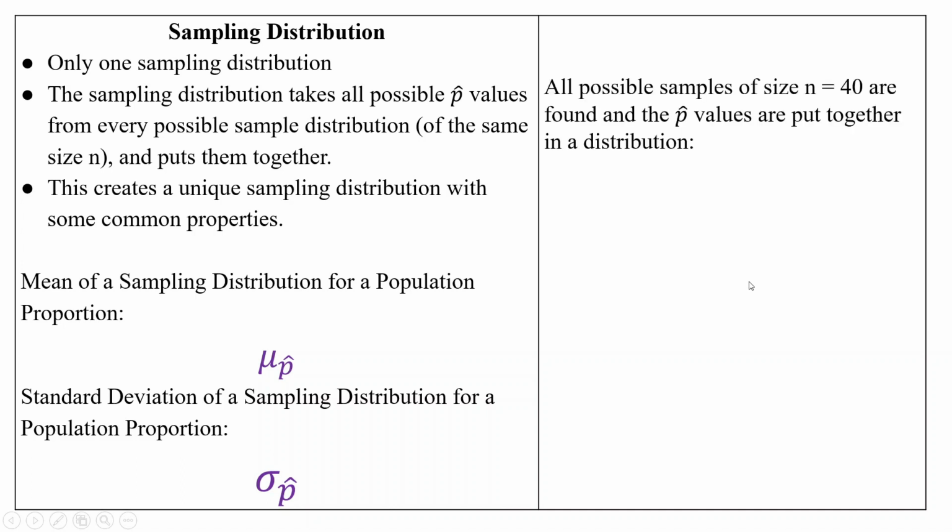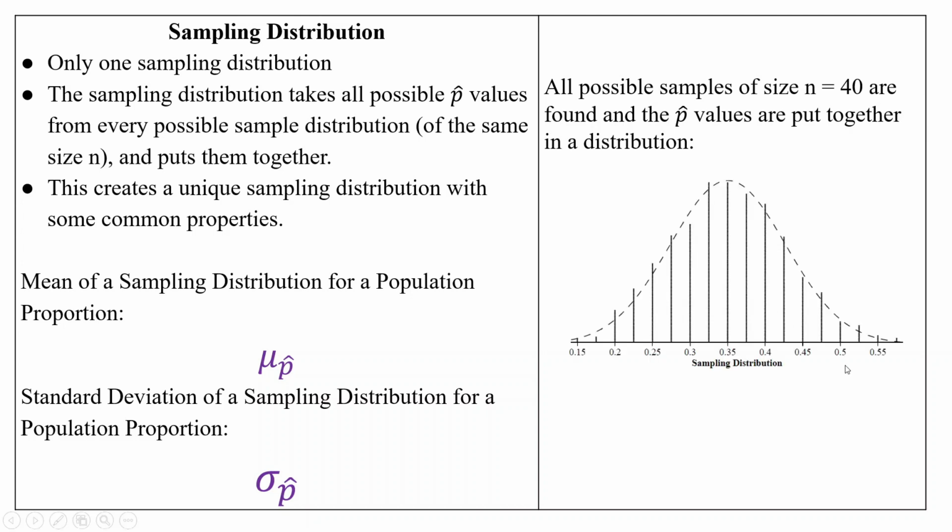So if we take all possible samples of size n equals 40, and this is just our example that we're doing, and then you find those p-hat values and put them together in a distribution, this is what you're going to get. Again, this is a little simulated, but that dashed line represents the ideal sampling distribution. And what you're going to find is that your mean in this situation is 0.35 and your standard deviation is 0.0754. Now our mean should look familiar because the mean of our sampling distribution is equal to the population proportion. So that's pretty easy to see.